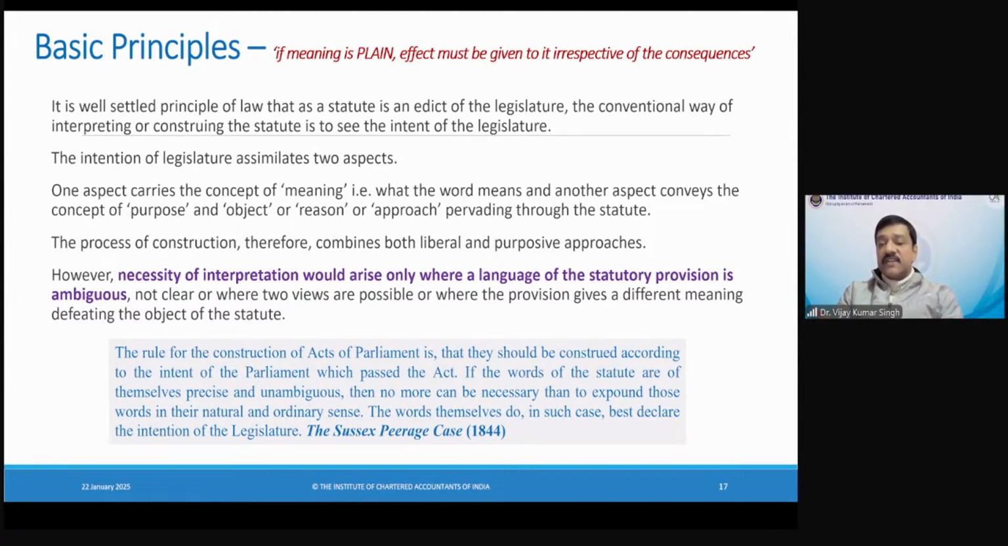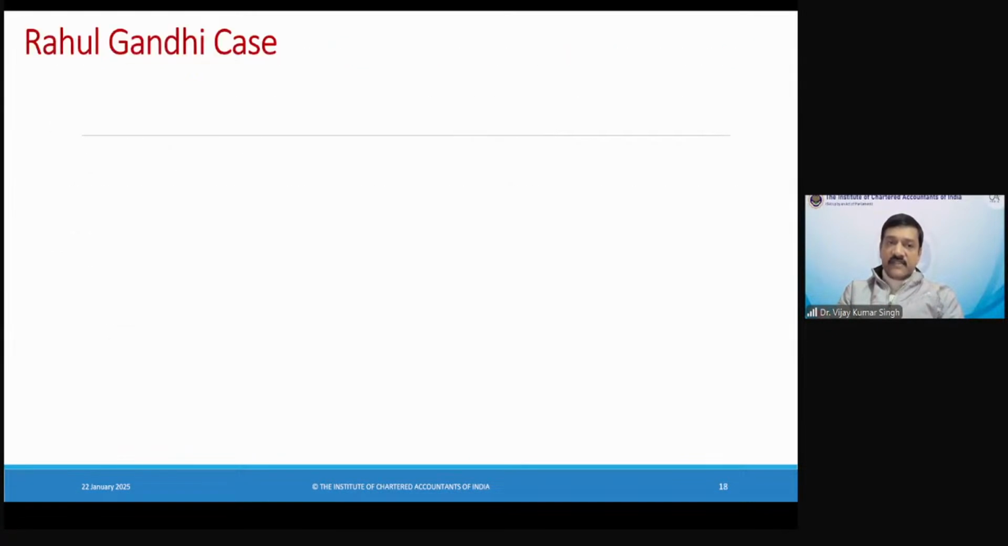If the words of the statute are of themselves precise and unambiguous, then no more can be necessary than to expound those words in their natural and ordinary sense. The words themselves do, in such cases, best declare the intention of the legislature. There is no need for interpretation to find out the intention of the legislature. The word itself clearly says what is the intention of the legislature.